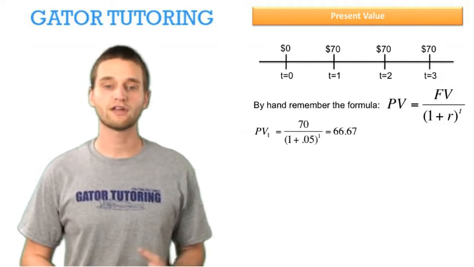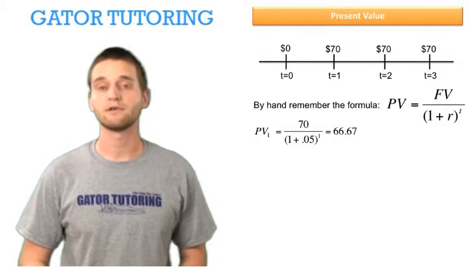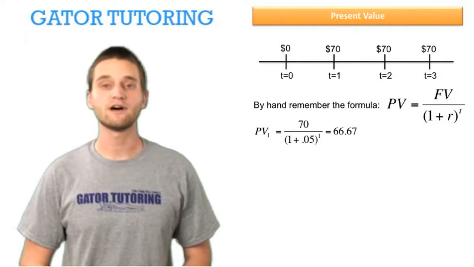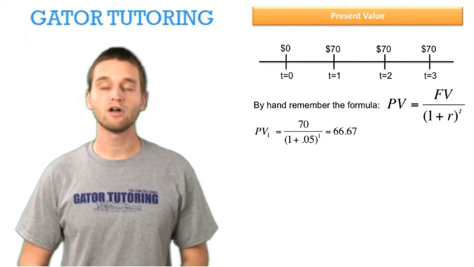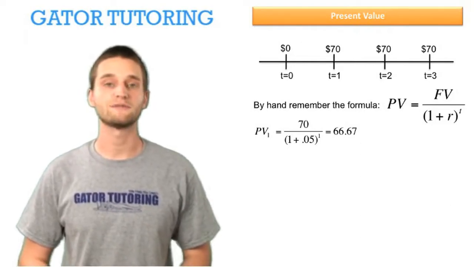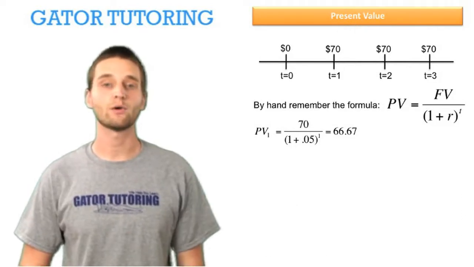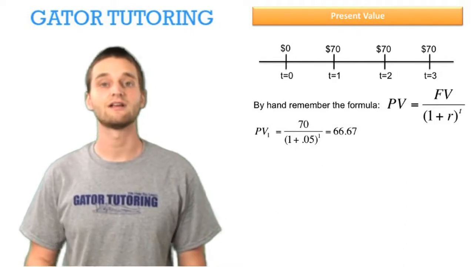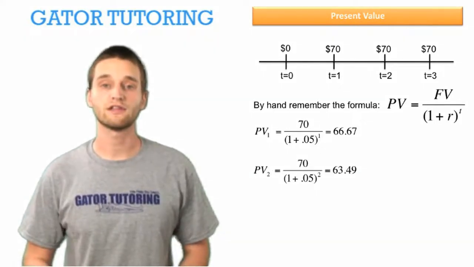So our first cash flow of $70 occurs in time period 1. So we put $70 in for the future value, we put 0.05 in for the interest rate, and we put 1 for the time period because it occurs 1 year from now. So we calculate the present value of this $70 to be worth $66.67 today.